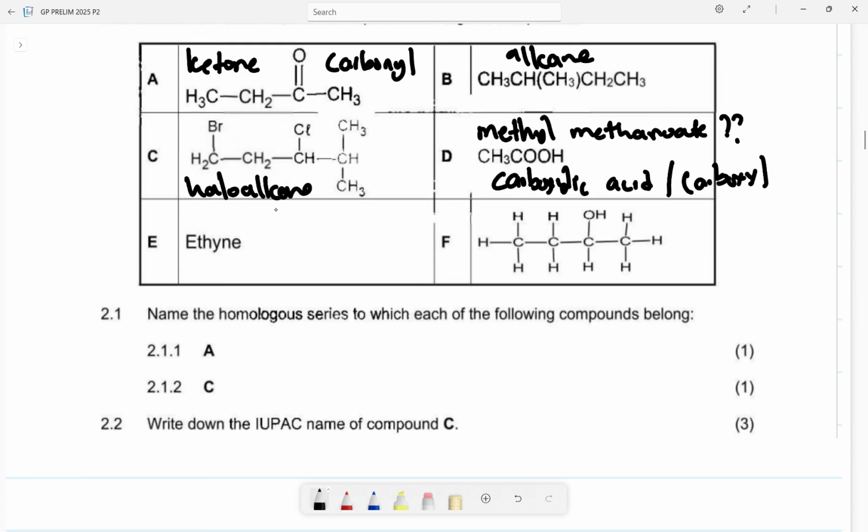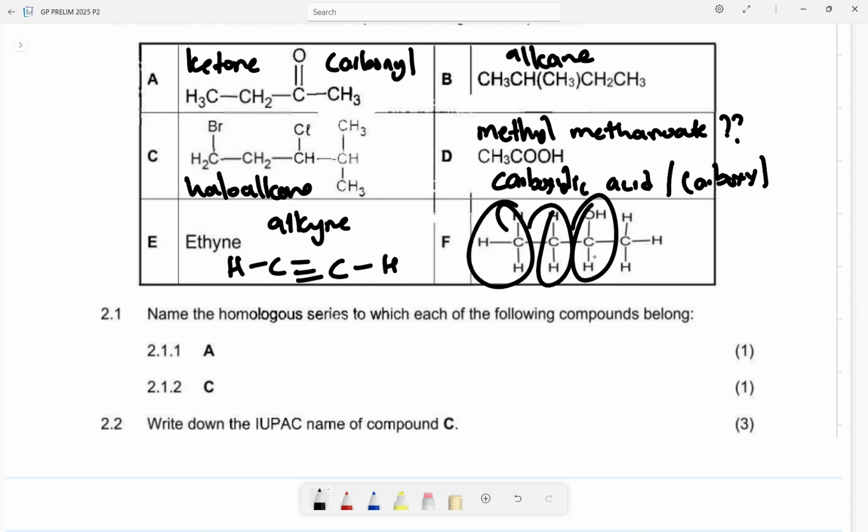Ethine. It is an alkyne. Remember it has a carbon-carbon triple bond. Actually, it's like this one. Then CH3, CH2, CH, OH. This is an alcohol. 1, 2, 3, 4.